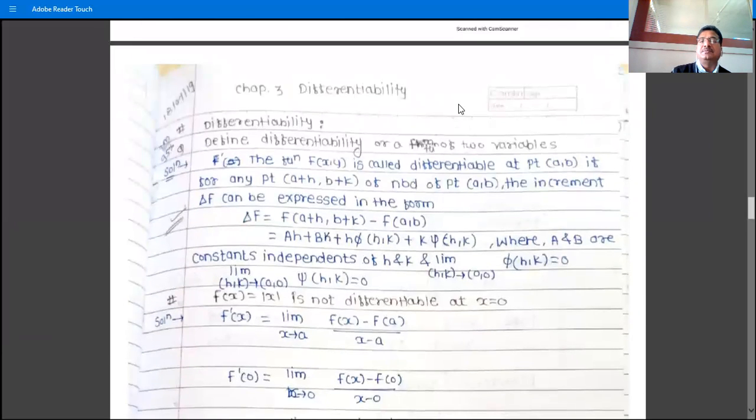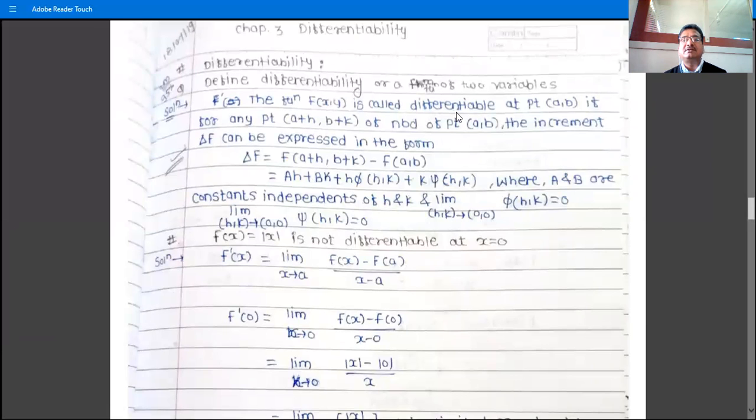Then the next chapter of this paper is differentiability. This is an important chapter. The definition of differentiability is also important. This is for two variable and three variable functions, because the paper is multivariable calculus. This is the definition of differentiability of a two variable function. This is important as far as the exam is concerned. It is a 2-mark question: define differentiability of a two variable function.